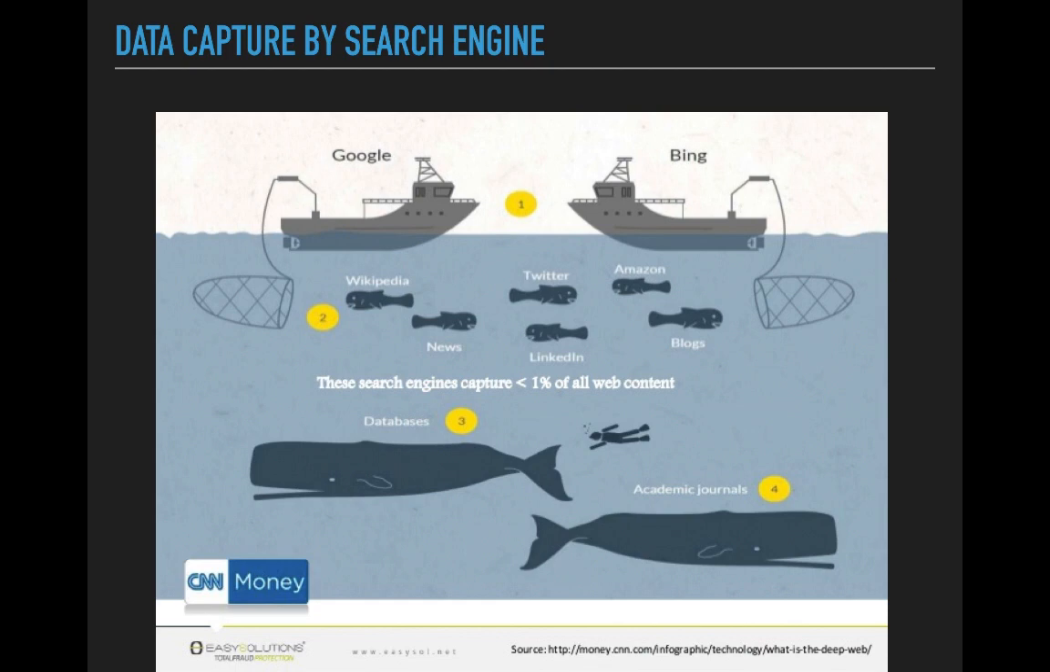This diagram tells us which type of data can be crawled by Google, Yahoo, or other search engines. They can easily crawl Wikipedia, Twitter, Amazon, blogs, LinkedIn, and news websites. Overall, it is still less than 1% of the total web content that those search engines can crawl, or that we can see with our eyes. If you go below, there are a lot of databases, academic journals, videos, and tons of information.